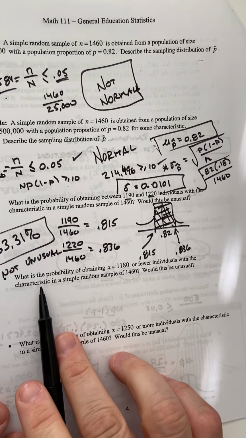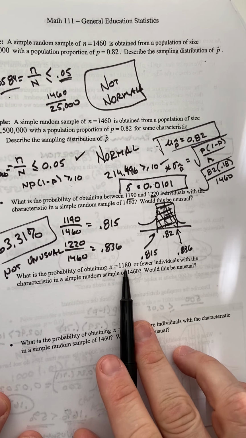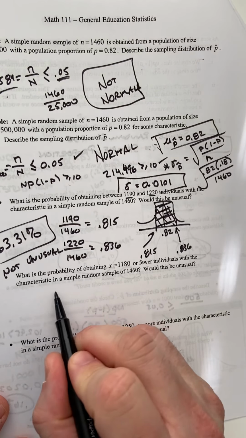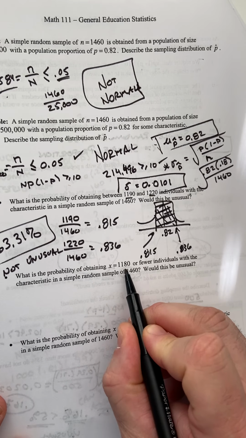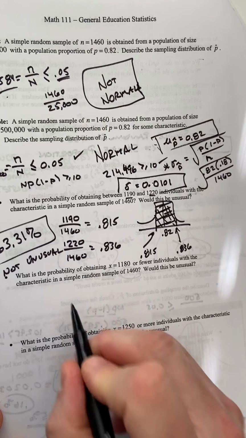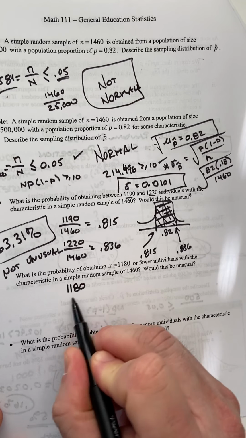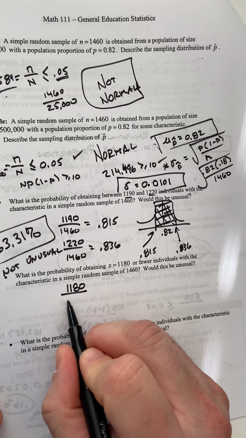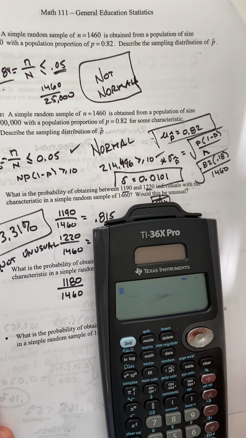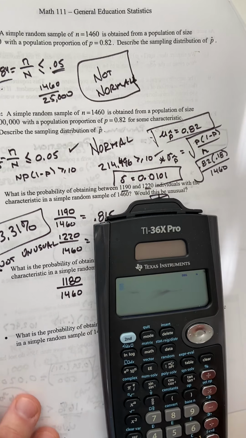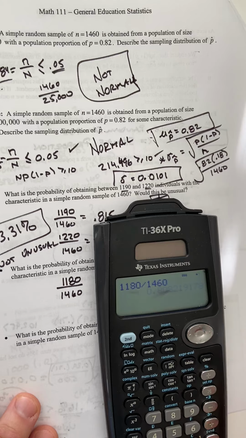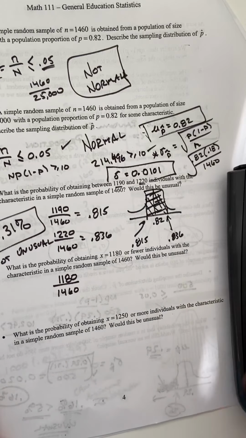Moving on. The probability of obtaining 1,180 or fewer individuals. So here we go. 1,180, that's the number of individuals, but our average is based on the probability. So we need to convert individuals into probability. What percent of the population that I tested, what percent of our sample? 80.8%.